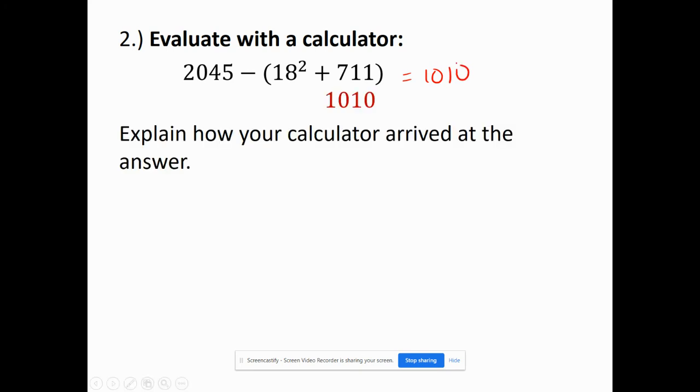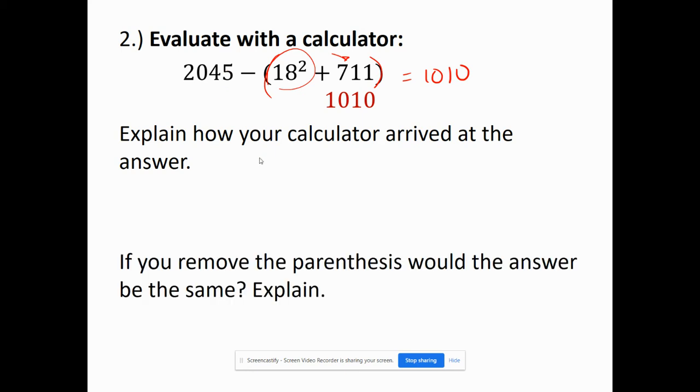1010. Okay, how did the calculator arrive at this answer? Well, it did exponents first, then it added to 711, because that's all in parentheses, and then the very last thing was actually the subtraction, 2045 minus whatever that was inside there. If we remove parentheses, would the answer be the same? What do you think? 2045 minus 18 squared plus 711.